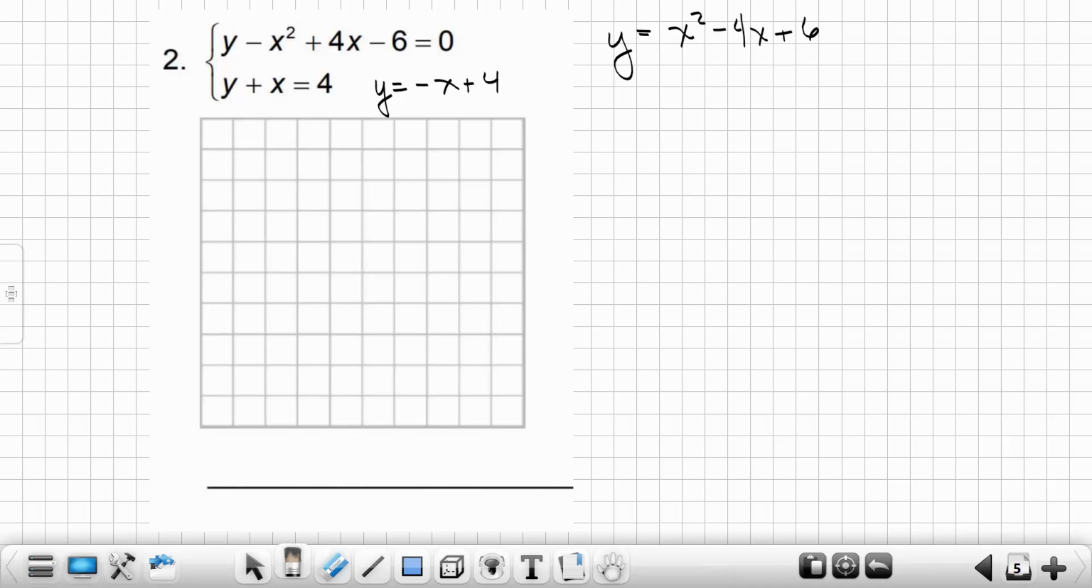So here, on this one, I'm going to complete the square. What's half of 4? 2. Okay, so this is going to be y equals x squared minus 4x plus 2 squared plus 6 minus 2 squared.